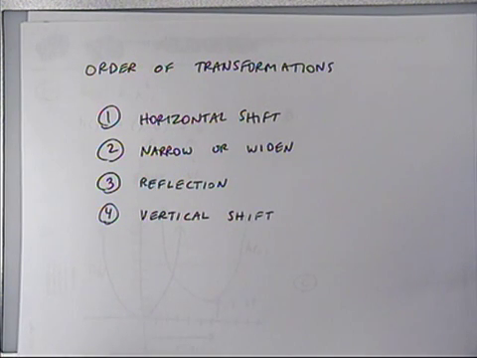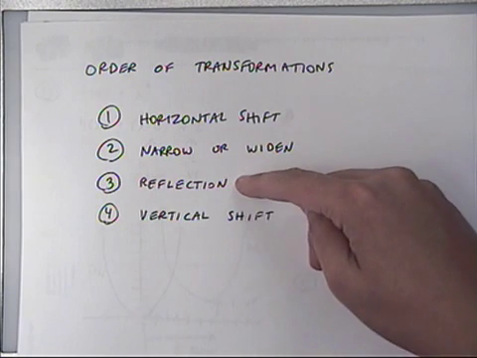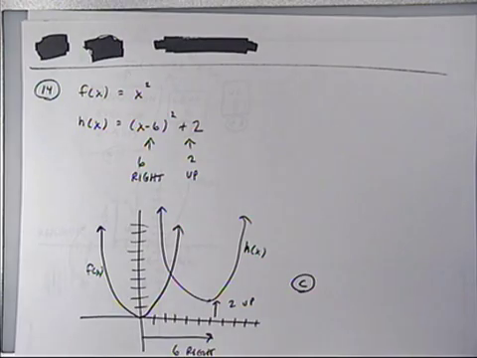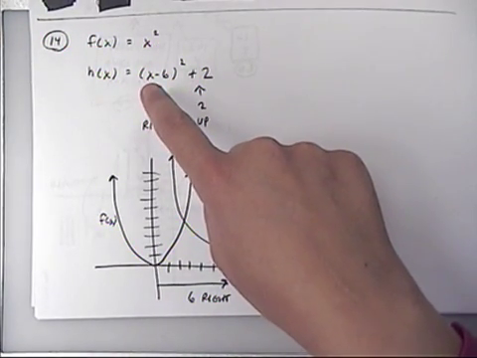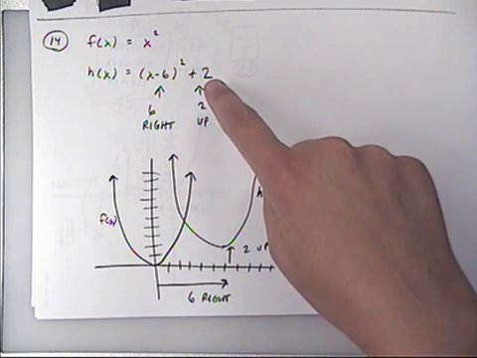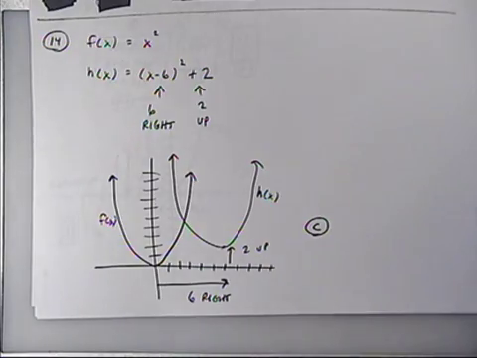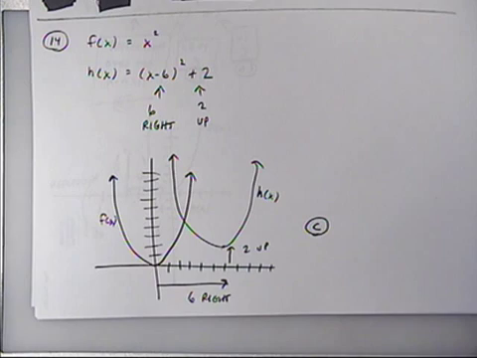Okay, there's an order of transformations. So as we move the graphs around, we're going to apply the horizontal shift, the narrowing and widening, reflection, and vertical shift in that order. So, for example, number 14, it tells us that as we go from x squared to the quantity x minus 6 squared plus 2, that is telling us that we're moving right 6 and up 2. According to the order of transformations, we would move the horizontal first, and then we would do our vertical. So that's what I did.